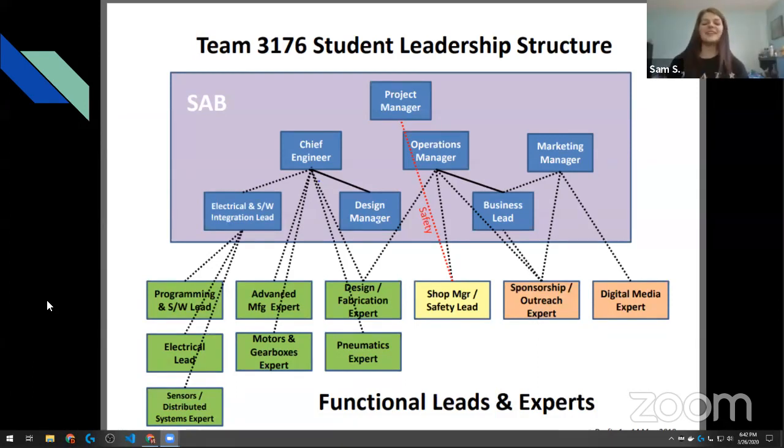Okay, so this is a chart that we use at the beginning of our school year to talk about how 3176's student leadership structure functions. So our team is very much a student-led organization. We have a leadership board that we call the SAB, where every year it's 6 to 8 students that work in tandem for the entire team operations. This past year we had 7 students, as you can see from the chart. Those students are picked individually each year.